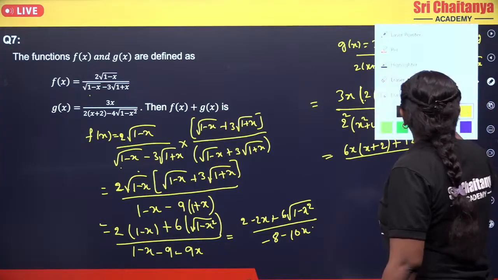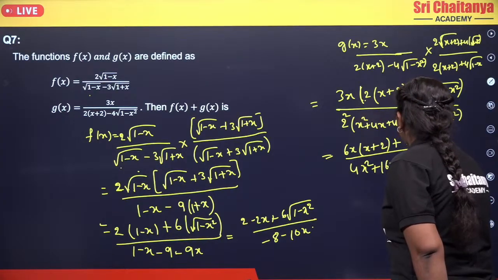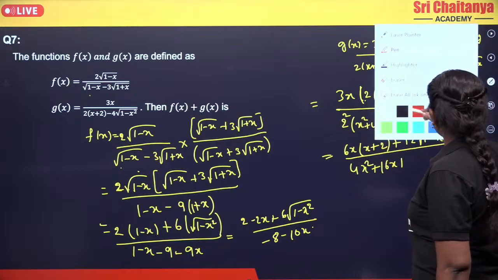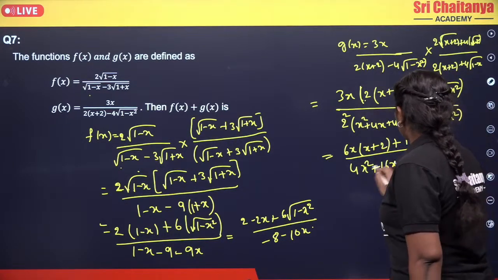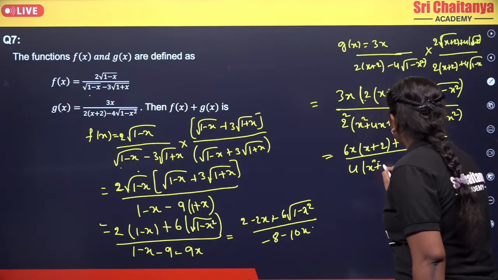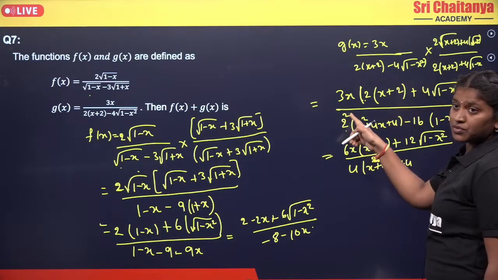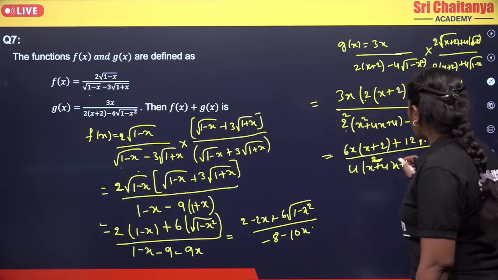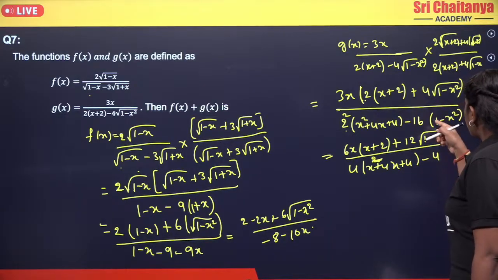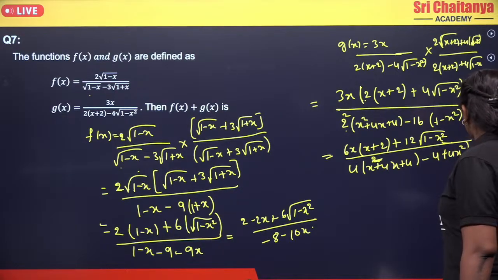your 4x square plus 16x plus, otherwise you can take your 4 common. Why? Because you will be having here 4 common, so you can take your 4 common and you can just cancel it. Okay. So after taking the 4 common, you will be having x square plus 4x plus 4. Why? Because 2 square is 4, so I am taking my 4 common. So minus, from the 16 we are taking 4 common, so 4 will be left. 4 into 1 minus x square, so minus 4 plus 4x square. Okay. So this is the denominator part you will get.